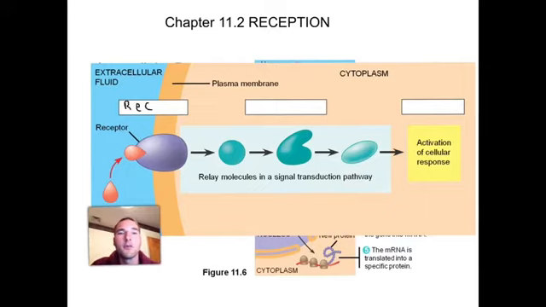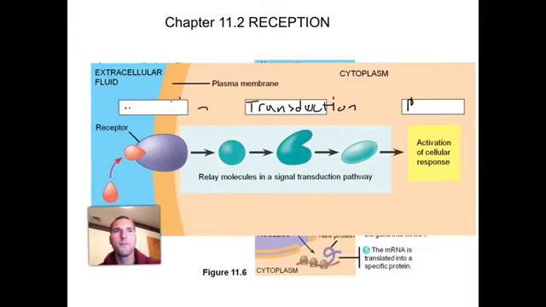Typically on the cell receiving the signal, there are three steps involved in a cell receiving a signal and then actually doing something with the signal that it has received. So the first step is the reception of the signal. We're receiving the signal. The second one is transduction, and then the third step is activation. So this entire video is focused on the receiving of the signal, or the reception stage.